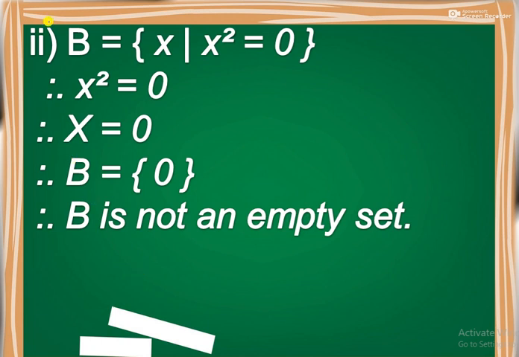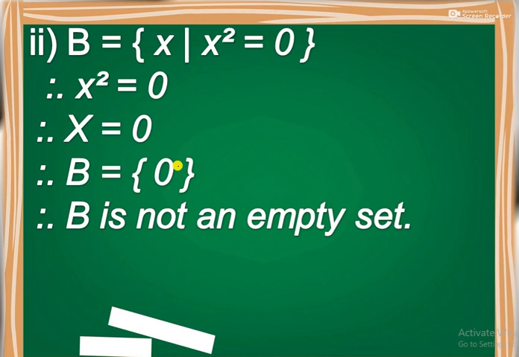Now next one, B is equal to the set of all x such that x square is equal to 0. For finding the value of x, let us solve this equation. x square is equal to 0. Therefore, x is equal to 0. Therefore, the value in this set B is 0. There is an element 0 present in this set. This set is not empty. There is one element present, that means 0 is present in set B. That's why we can say B is not an empty set.